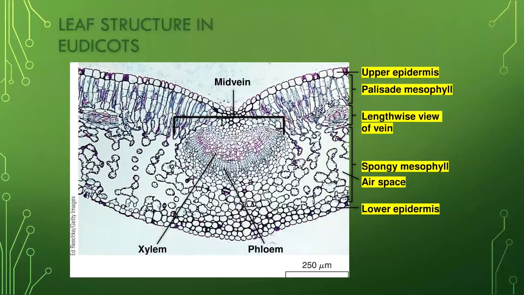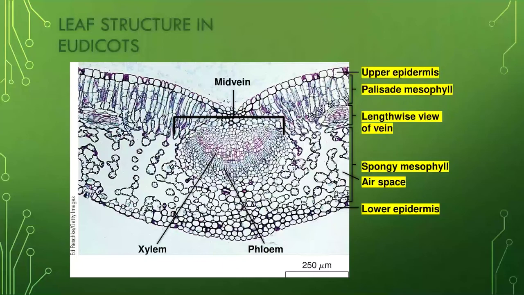Okay, and this is just what it would look like under the microscope. Again, you can point out the different tissue layers formed by the different types of cells. So now you can really see the different shapes of cells within there, which again are forming different tissue layers. And then the xylem and phloem forming the vein. The mid vein is that vein that goes right down the center of a leaf.